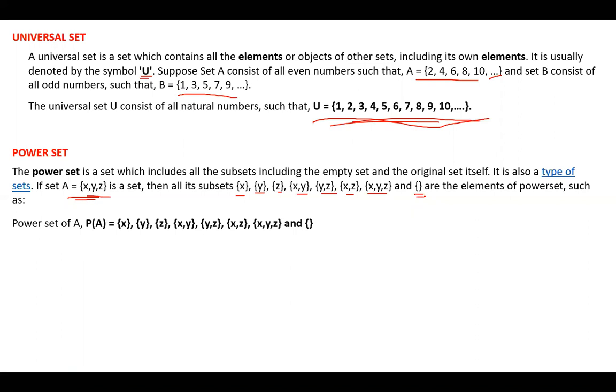So this is a power set of A. And then when you look at P of A, it simply means the power set of A. So it's as simple as that.